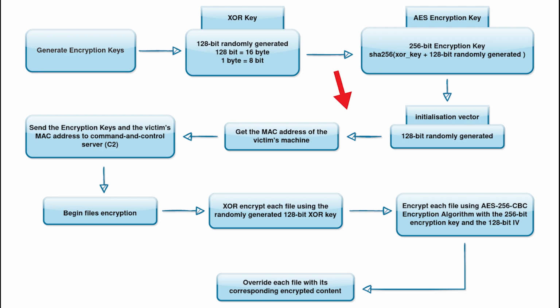After we generate all encryption keys, we will extract the MAC address of the victim machine to use it later for decryption. Then we will send the encryption keys along with the MAC address to our command and control server. Again, we will use it for decryption. After that, we will begin encrypting all files. We will first XOR encrypt each file individually with the XOR key. Then we will use AES-256 CBC encryption mode to encrypt the XOR data, and finally save the encrypted file to disk. Let's look at the code to understand all of that in depth.